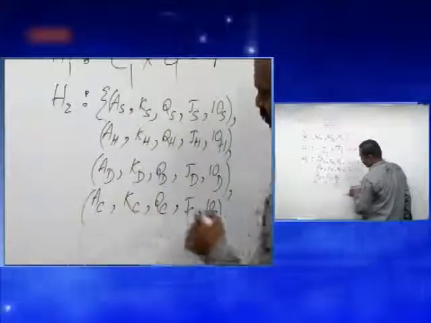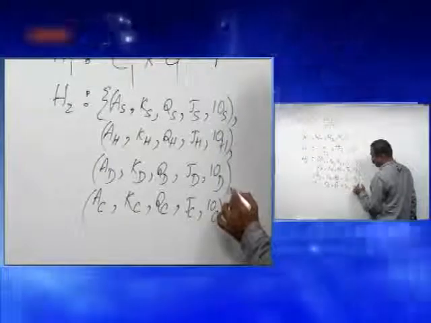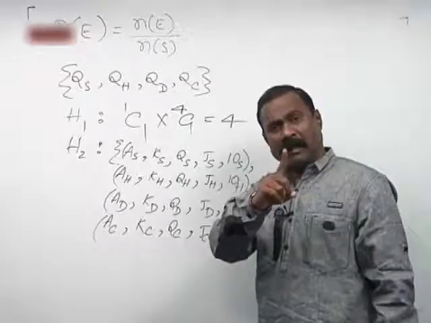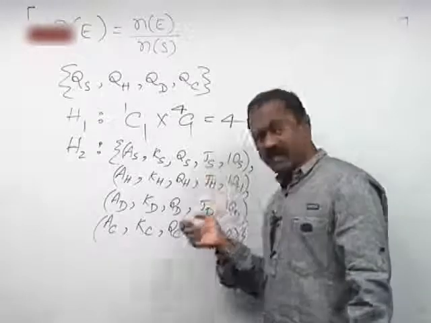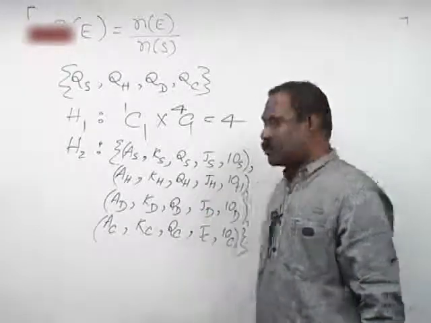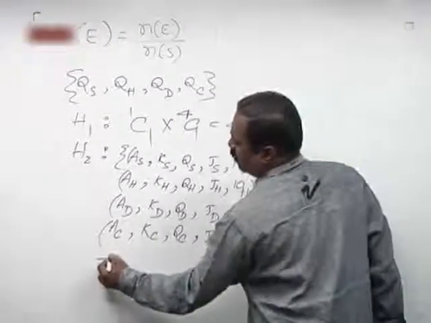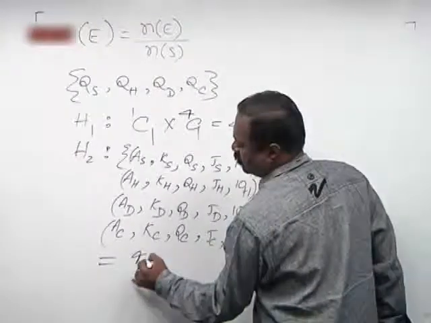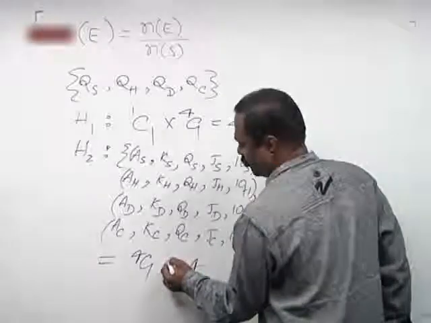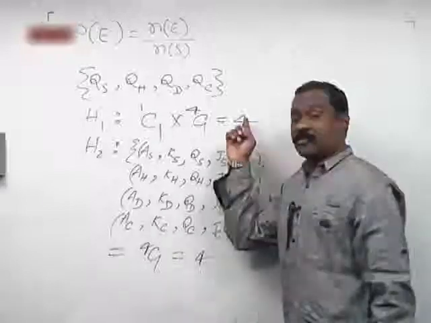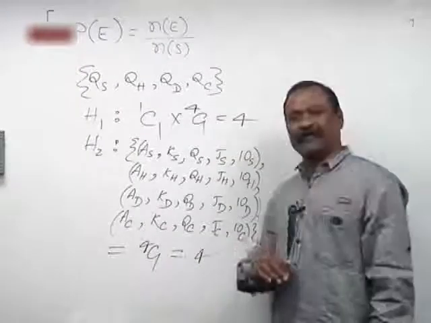How many sets do you have now? You can see that clearly: 1, 2, 3, 4. From 4, we need one such set, which is H2. So it is nothing but 4C1. It is also 4. This has got to be 4, and this is also got to be 4.